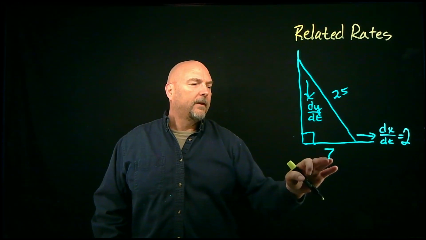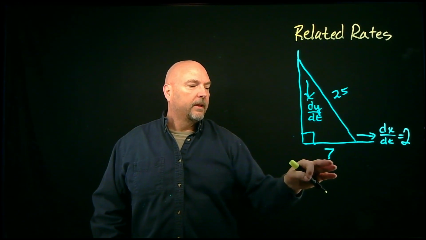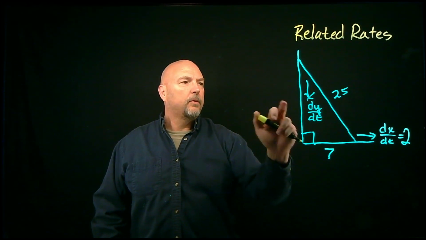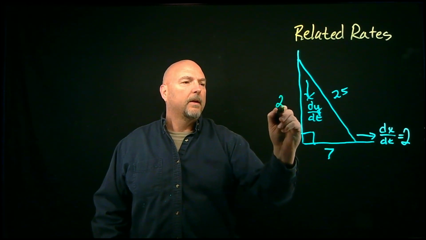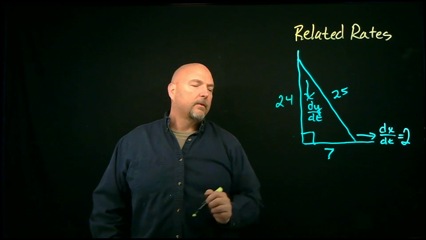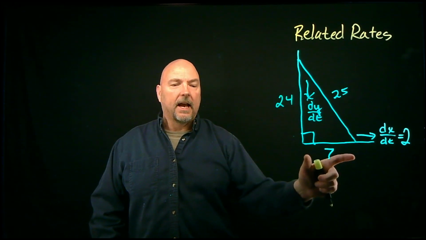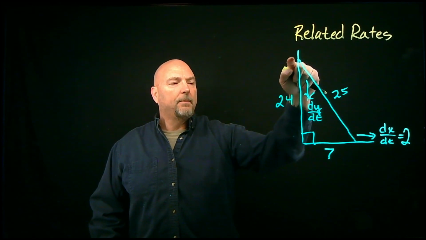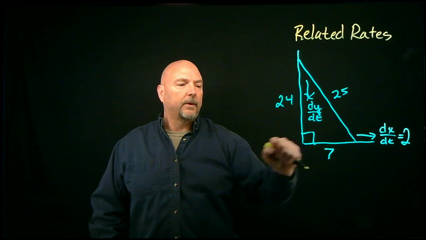So one of the things we have to figure out, and we can use a little Pythagorean theorem here, or if you have your triples memorized, this is a 7, 24, 25 triangle. So 7, 24, 25. So at the instant the base of the ladder is 7 feet from the house, the top of the ladder is 24 feet from the ground.